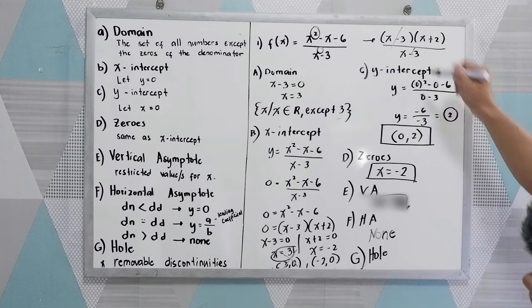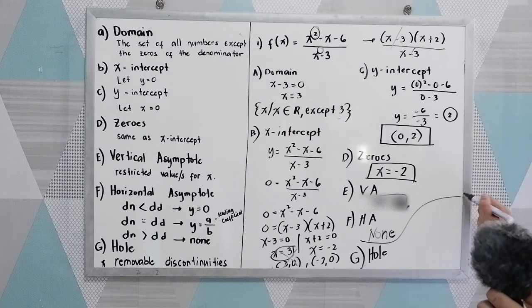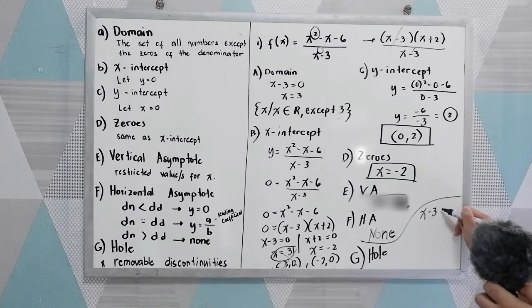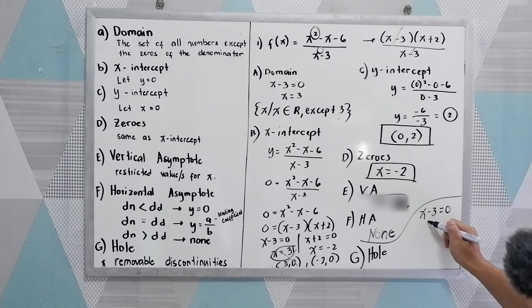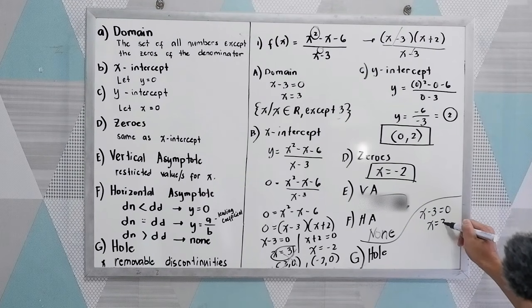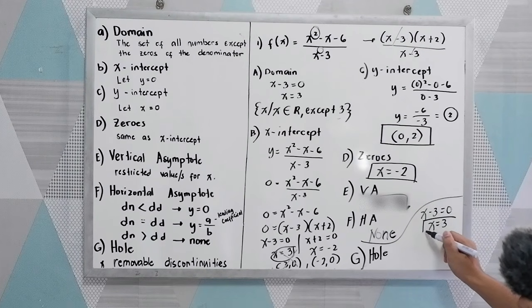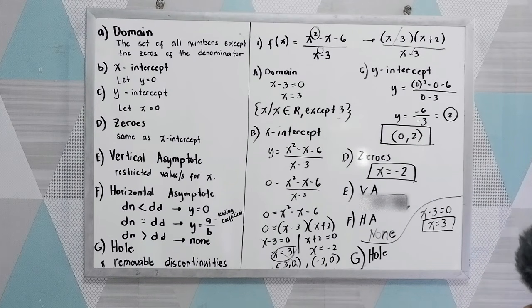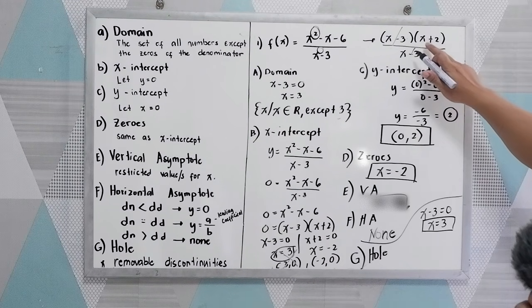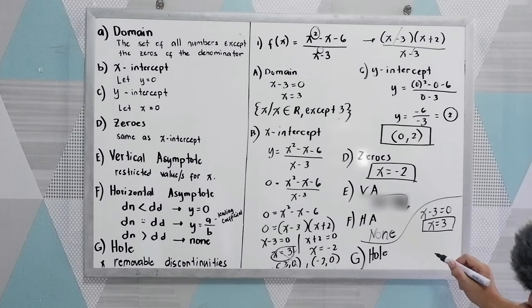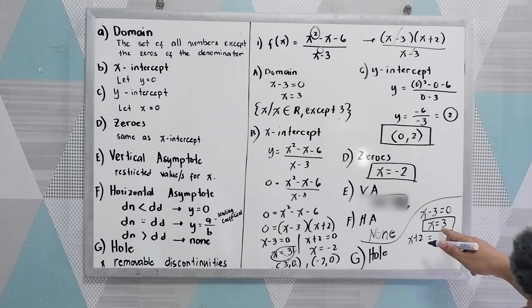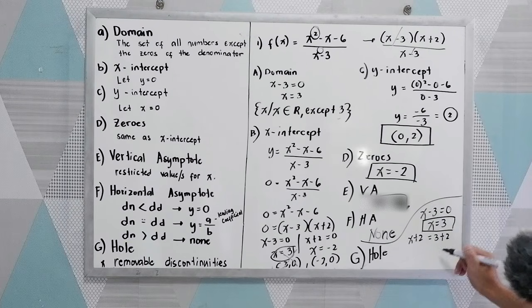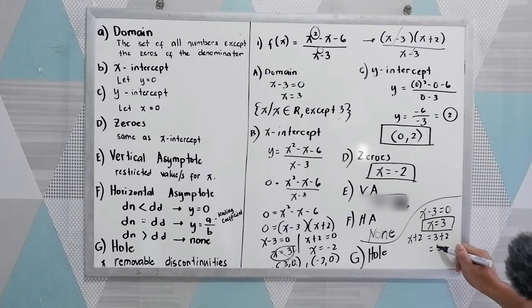So get the common factor for the hole. We have x minus 3 is equal to 0. That is a common factor. So find the value for x. So x is equal to 3. Now we have our abscissa, or our x. To find our y, get the remaining factor in our numerator, which is x plus 2. Now substitute the value of our x, which is 3. So we have 3 plus 2, which is 5.